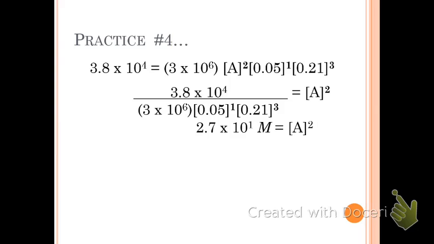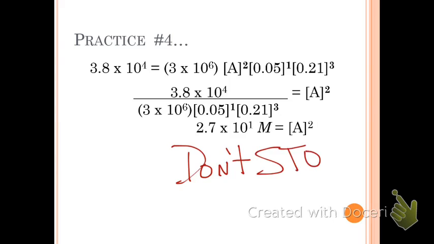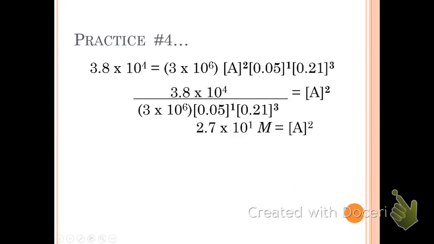But that is equal to A squared. I don't want A squared. So you can't stop there. No matter what you do, if I didn't ask you for that, you don't stop. Because I'm not asking you for A to the square. I'm asking you for just the concentration of A. So then I have to find the square root of 2.7 e to the 1, or the square root of 27. Once I find the square root of 27, then I know my answer.